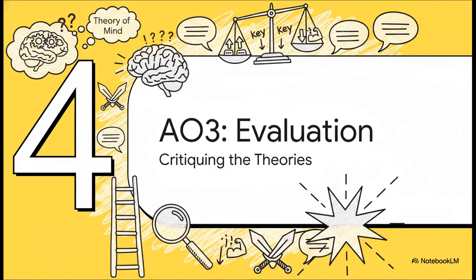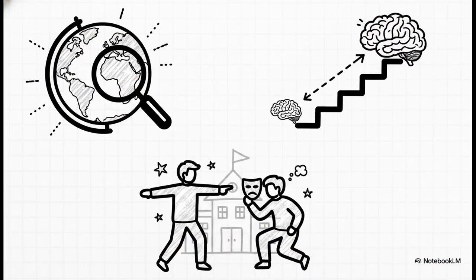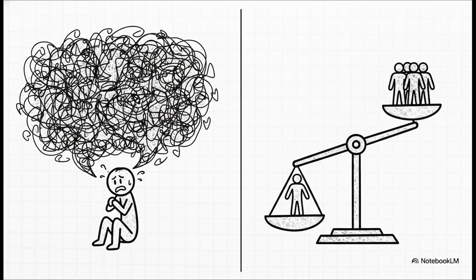AO3, evaluating the theories. So let's start with the strengths. Both of these theories have immense empirical support. I mean, the Sally Ann test has been replicated in dozens of labs globally. They also both beautifully identify qualitative changes in development. They show that children's minds don't just gather more facts, the very structure of their reasoning actually transforms. Plus, this has huge practical applications in education, allowing schools to use targeted social skills training and role-play interventions to really boost perspective taking.